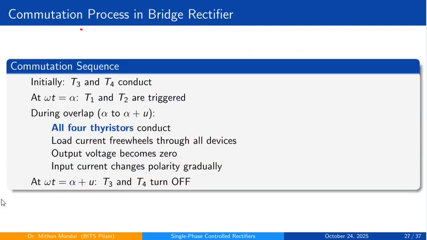If you see the commutation process in the bridge rectifier, what is the sequence? Initially thyristors T3 and T4 were conducting, and at omega T equal to alpha, thyristors T1 and T2 are triggered. During the overlapping period, from alpha to alpha plus u, all 4 thyristors will conduct. The load current will freewheel through all the devices, and the output voltage will become 0. The input current will change polarity gradually. At omega T equal to alpha plus u, thyristors T3 and T4 will be turned off.